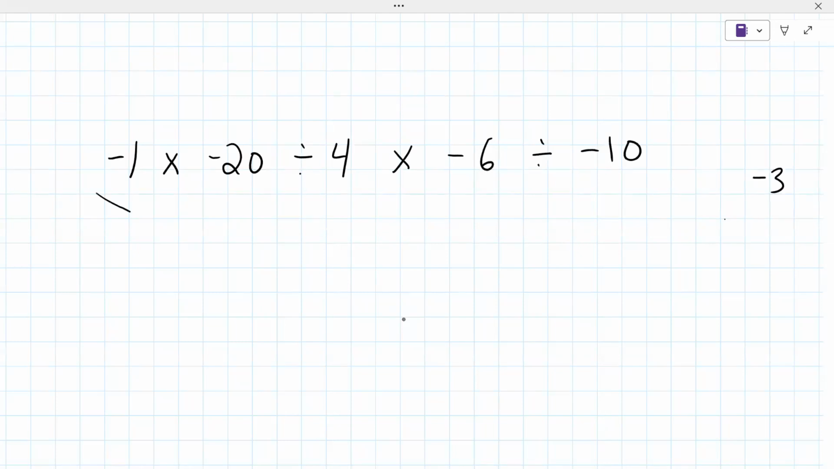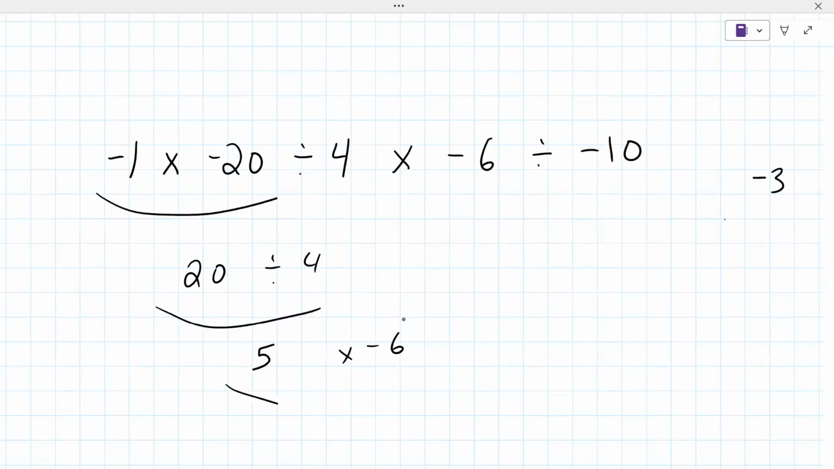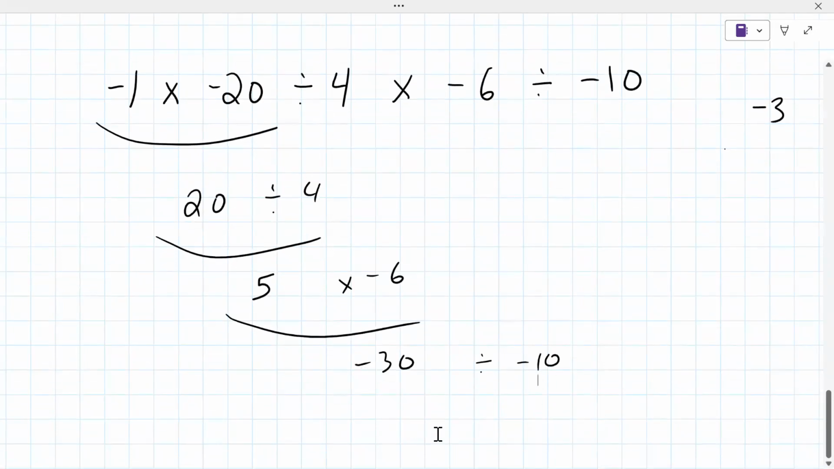All right, let's take a look here. 20 divided by 4 is 5 times -6 is -30 divided by -10. They're both negative. So what is the sign of the answer? Oh, it's going to be a +3. +3. Good. Yeah, you're doing really well.